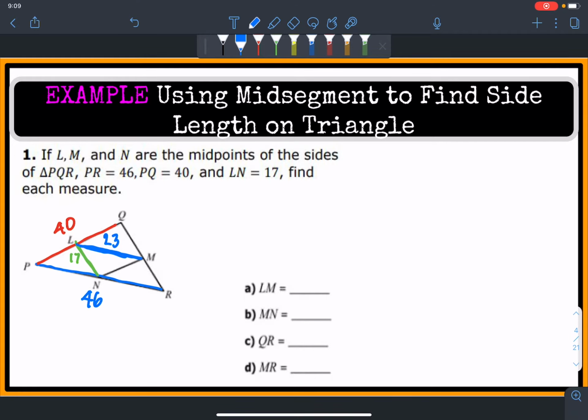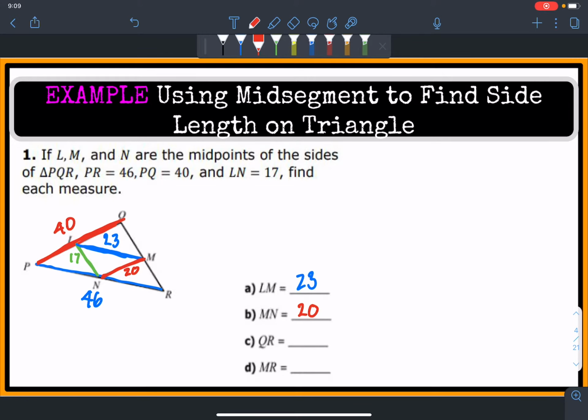Let's look at the next one. So again, let me label this as 23. M to N is parallel to the red side of 40. So these two sides are parallel, which means that 40 is twice the distance from L to M. So if I divide 40 by 2, I get 20. So this measurement is 20.